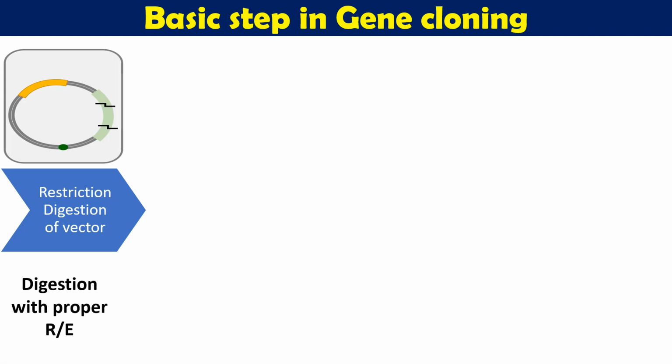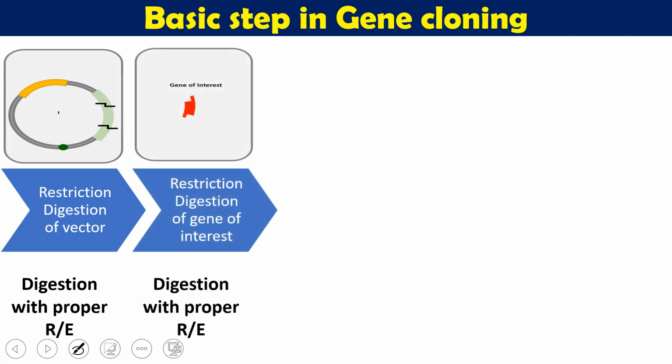When we are talking about the basic steps of gene cloning, first we need a proper vector which will work as a vehicle for my gene of interest. Here we have a vector, and we are going to digest it with the proper restriction endonuclease. Simultaneously, we need a gene of interest which we want to clone, which we want to express. With the same restriction endonuclease, we are also going to digest this gene of interest.